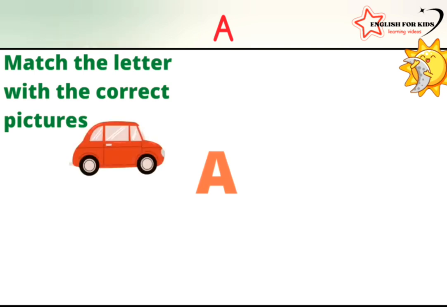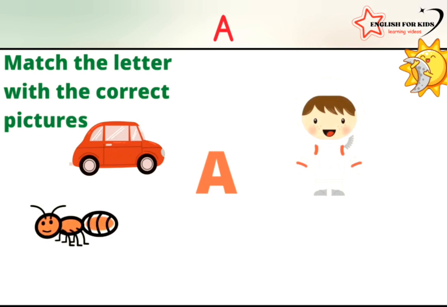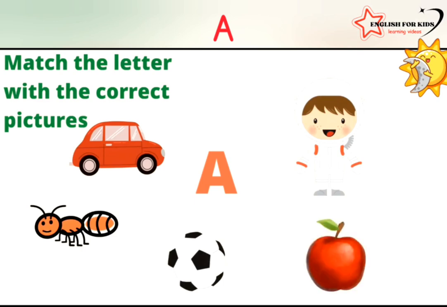We have a car, an astronaut, an ant, a ball, and an apple. So what we are going to do is we are going to match the letter A with the correct picture. Are you ready? So now let's look at here. You see this letter A? Okay, we are going to match letter A with the words that start with letter A. So let's look at this.